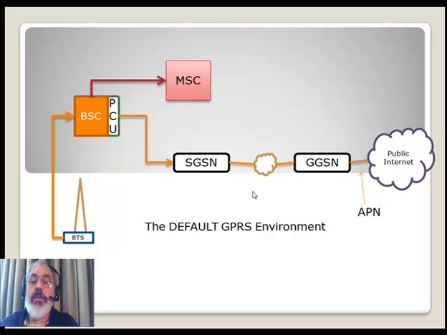So the key elements here are SGSN, GGSN, external internet cloud, internal internet cloud, and the radio network, the cell, the BTS, the BSC, and the PCU, which is the packet communication unit, which turns the radio signal into packets so that it can be fed into the network.